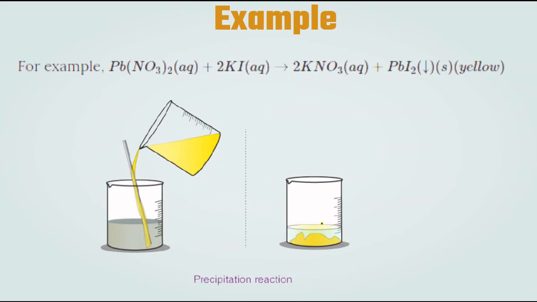Okay, let's look at one of the examples of this precipitation reaction. It is Pb(NO3)2 plus 2KI turns to 2KNO3 plus PbI2. So this is one of the examples of this precipitation reaction.